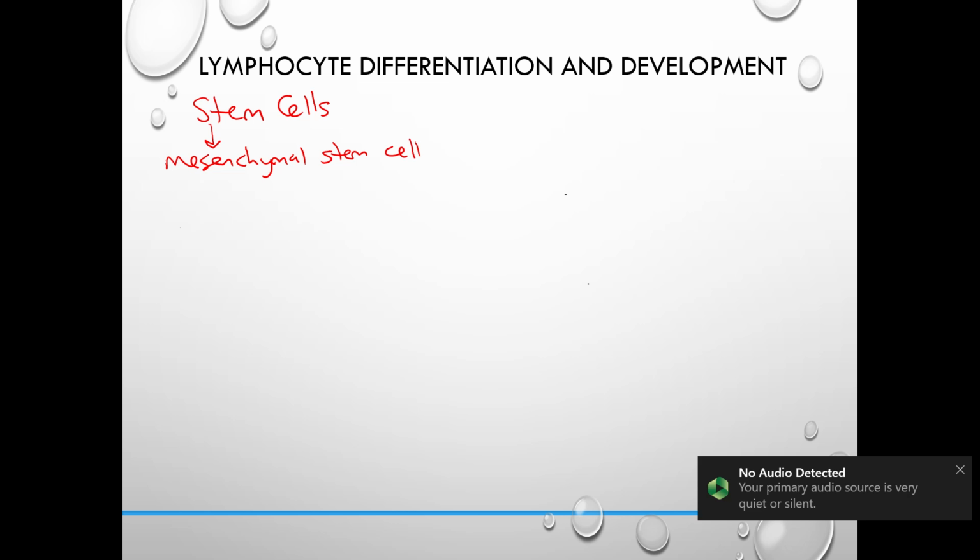So when your cells are being created, we all start with stem cells, and stem cells can typically become every cell in the body. Especially if they are embryonic stem cells, they can become any cell in the body. And when stem cells differentiate a little bit further, they can become a specific type of stem cell. And one type is called a mesenchymal stem cell. With mesenchymal stem cells, these are committed to becoming a small subset of cellular types.